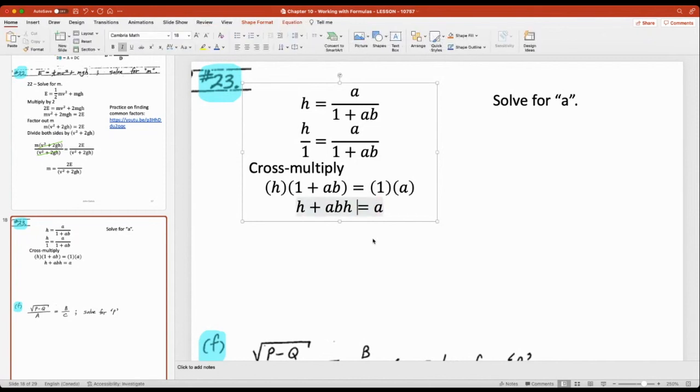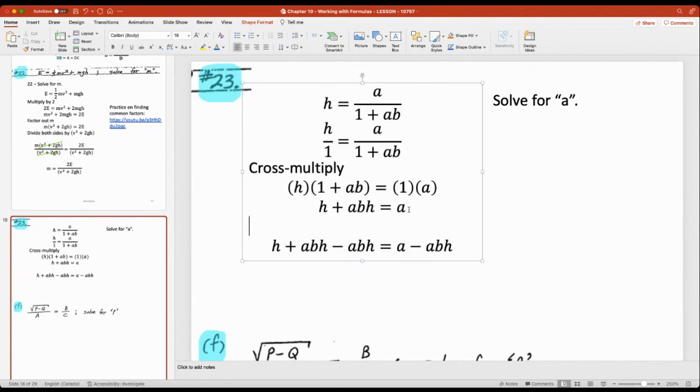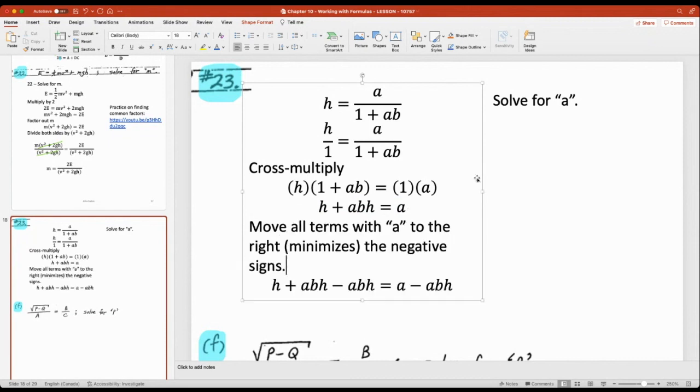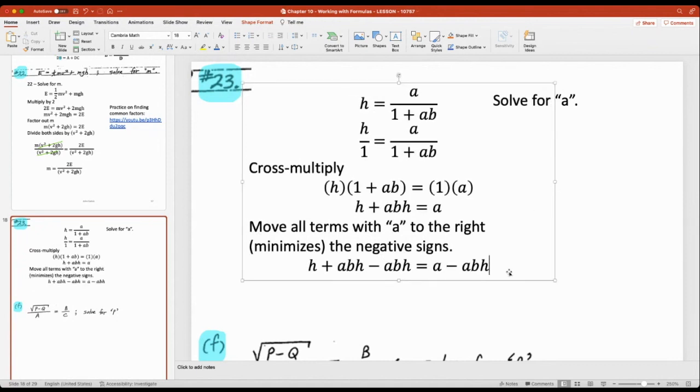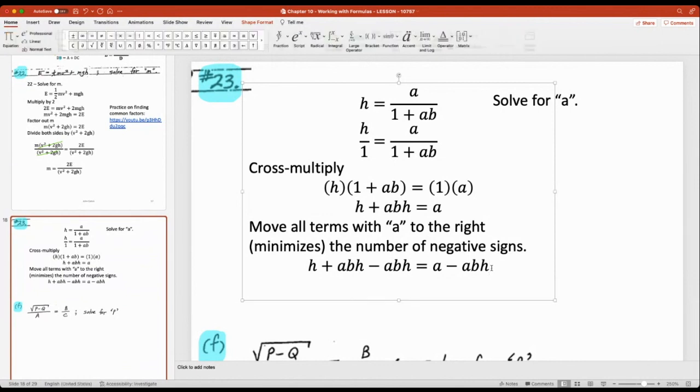I'm gonna subtract ABH from both sides to get that ABH to the other side. I'll explain why I did that before I do it actually. I'm gonna move the A's to the right. That's the reason I'm doing it, okay? So if you're wondering why I moved it the other way, which seems so counterintuitive, it's because I want to minimize the number of negative signs. If I went the other way, I'm going to have two negatives, and I don't like having all the negatives in the question. So hopefully you can appreciate that.